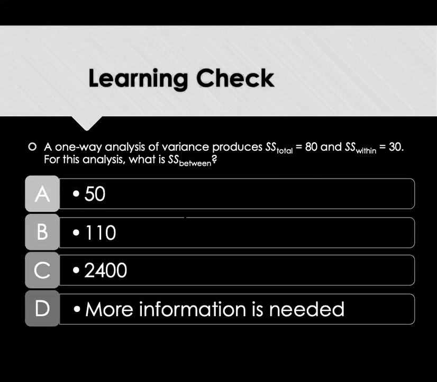So before we get to the two-way ANOVA, let's do a few learning check questions for the one-way ANOVA that we talked about in chapter 12. A one-way ANOVA produces sum of squares total that equals 80 and sum of squares within that equals 30. For this analysis, what is the sum of squares for between groups? And here are your choices. I'll give you just a minute to try to answer this one on your own.